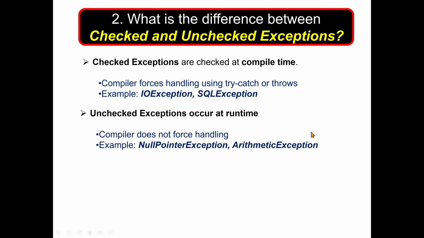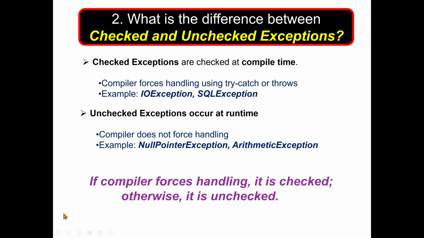Unchecked exceptions occur at runtime. This is exactly opposite of the checked exceptions. Checked exceptions are checked at compile time, whereas unchecked exceptions occur at runtime, and the compiler does not force handling them. For example, null pointer exception, arithmetic exception. If compiler forces handling, that means it is a checked exception. Otherwise, it is an unchecked exception. In layman language, you can understand this one.